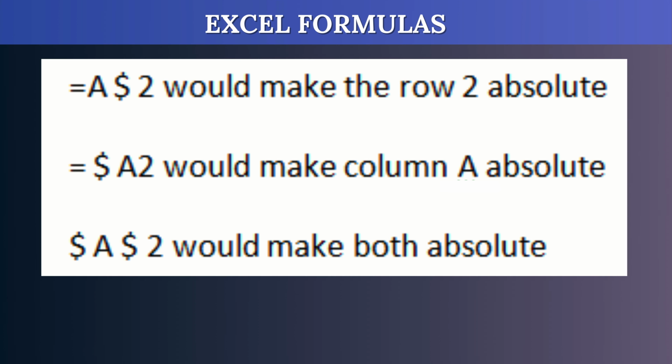We make a cell absolute by putting $ before the row and column label, like $A$2. So, A$2 would make the row 2 absolute, $A2 would make column A absolute, and $A$2 would make both absolute. This allows us to lock parts of references when copying formulas to different cells.